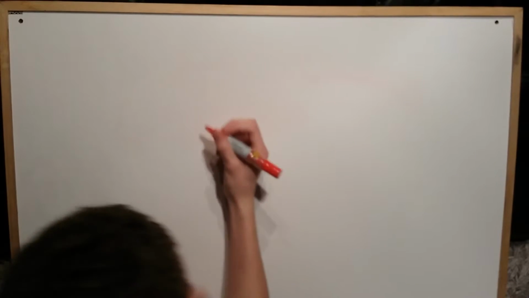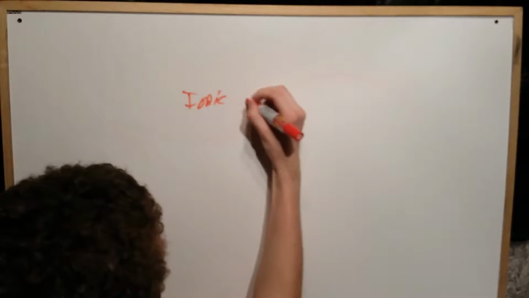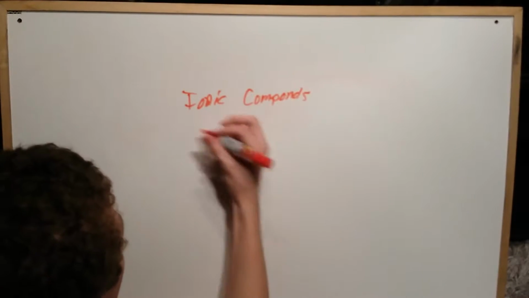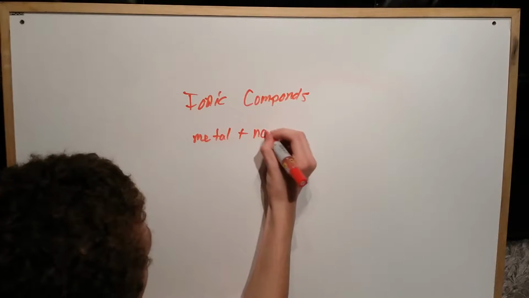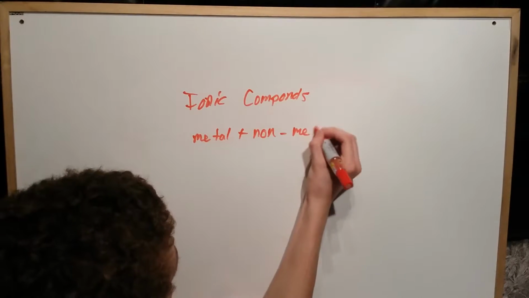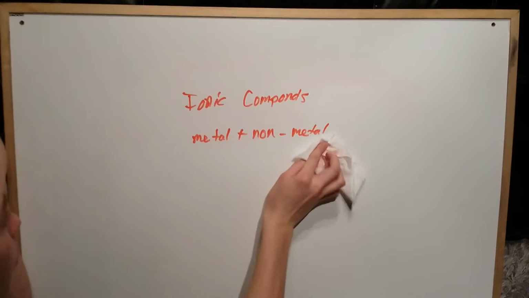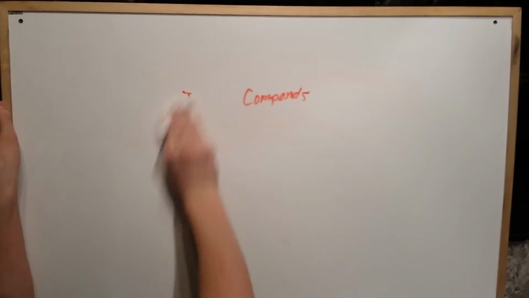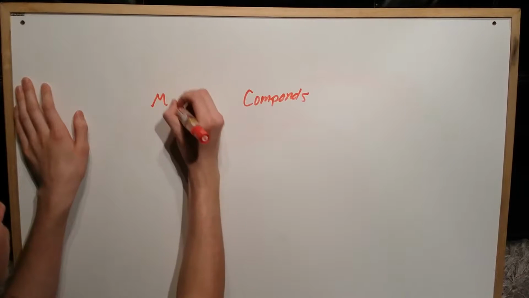You'll probably remember, as a quick review, last time you were here, we did ionic compounds. That is when you take a metal and a nonmetal and put them together. Well, today we're going to be doing molecular compounds. So we're still doing compounds, which is two items put together, but this time it's molecular.